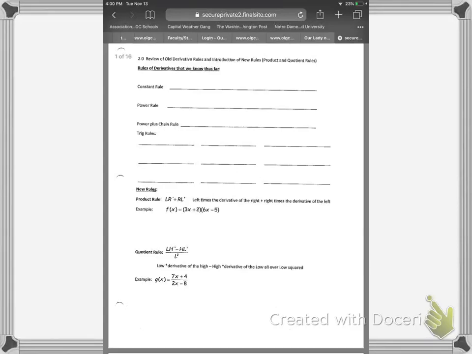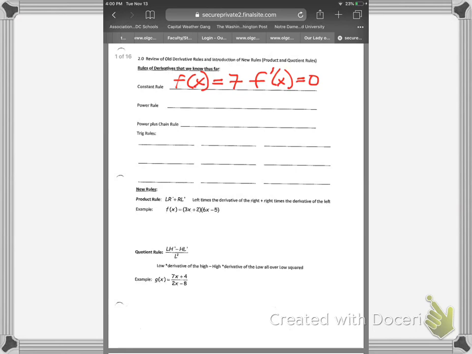Okay, in this video we're going to go over the rules of derivatives that we know thus far, and we're going to add two new rules as well. So looking over the rules we know thus far, the constant rule, for example, can be expressed as follows. If you have a function f of x, and if that function, say, equals 7, then f prime of x will equal 0. Okay, that's true even if the function equals something like pi or e, because they are certainly just plain old numbers.